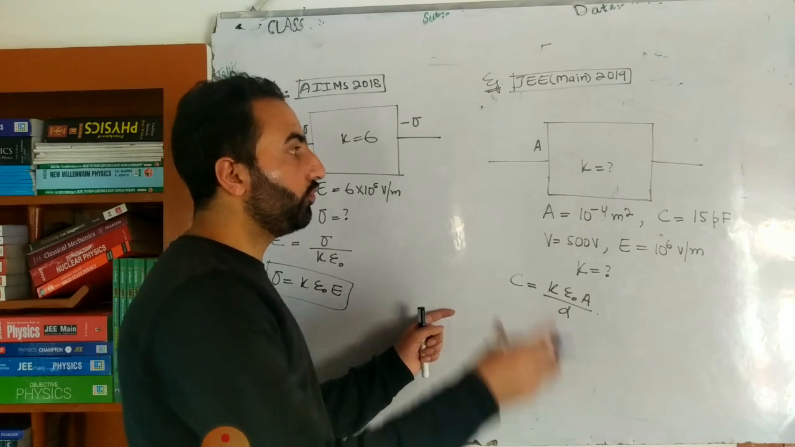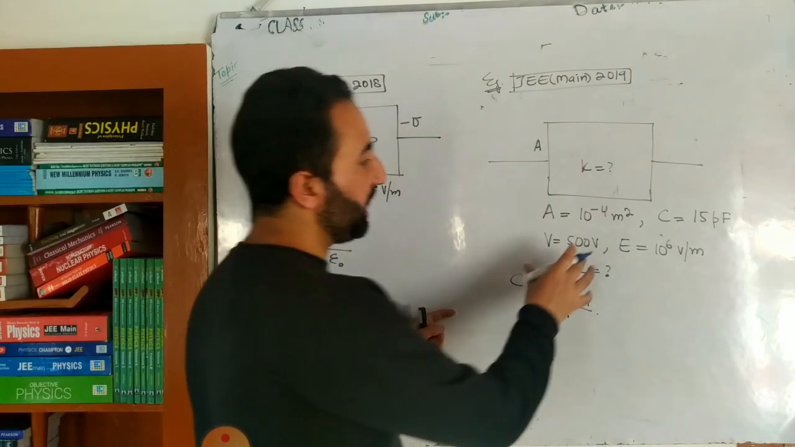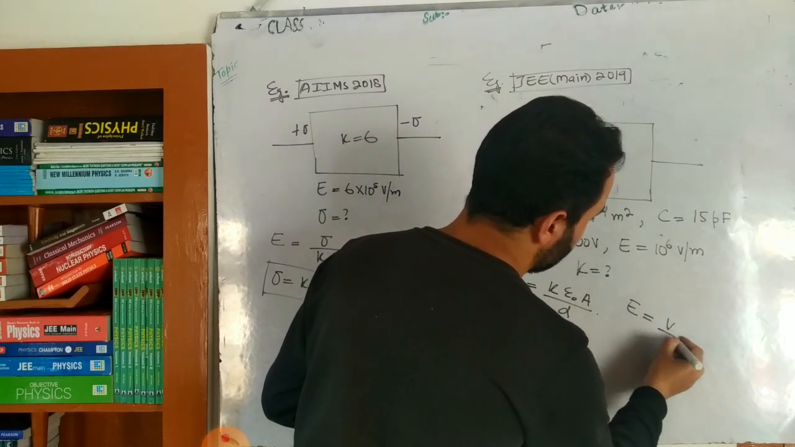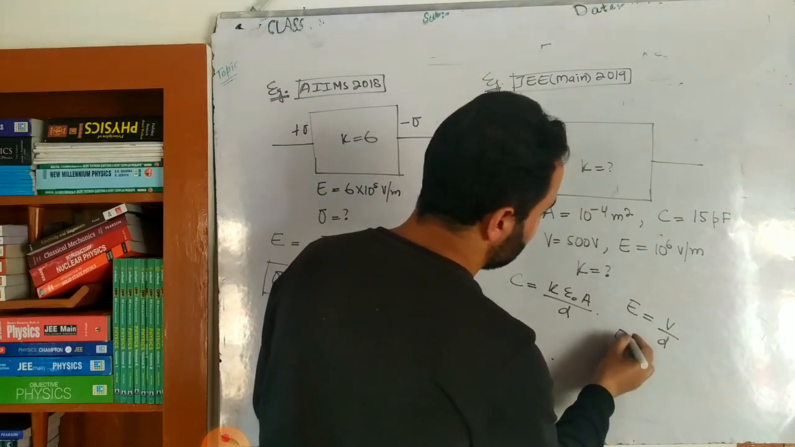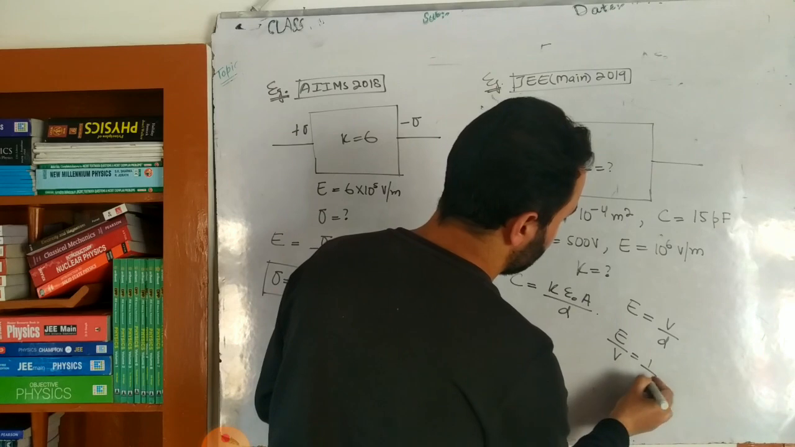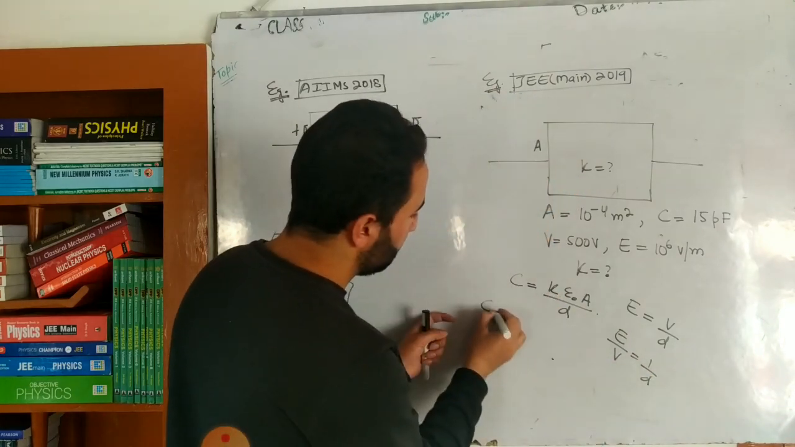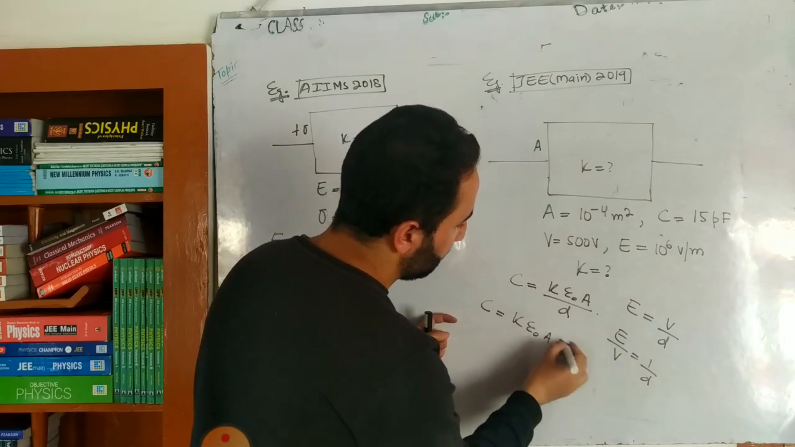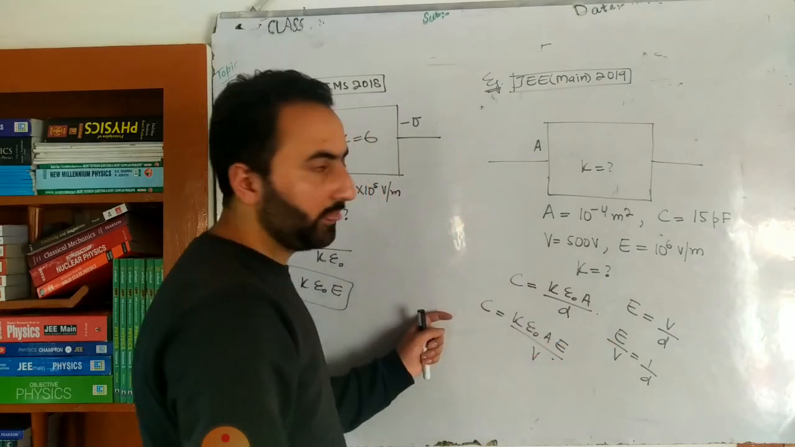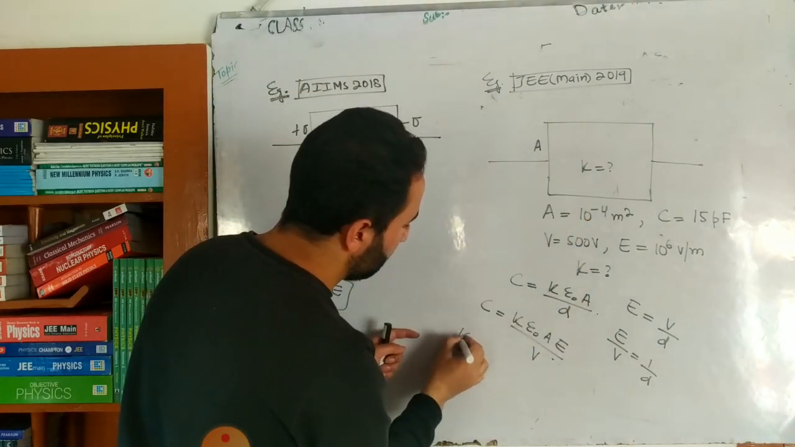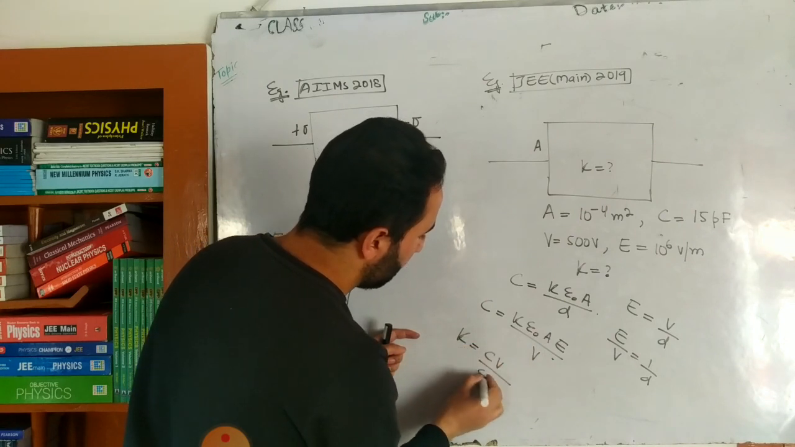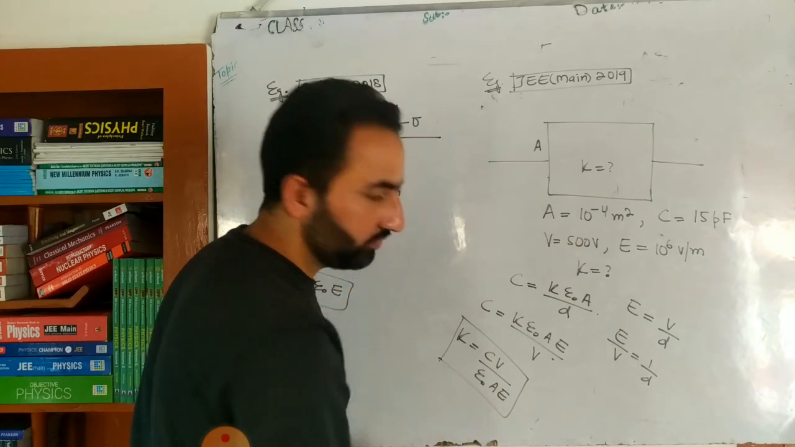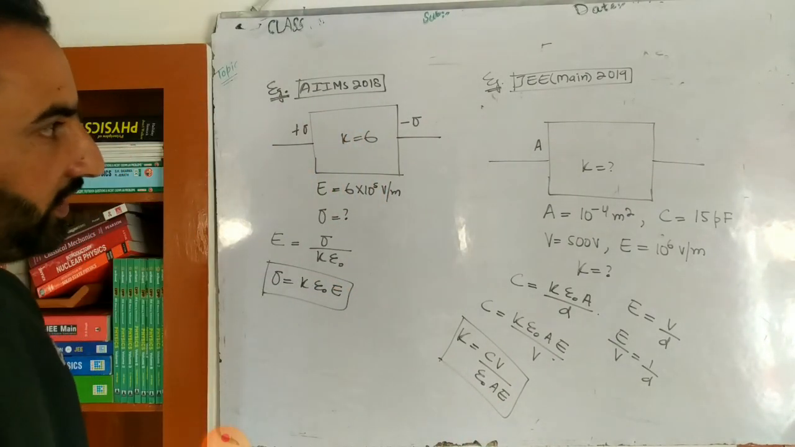Then we know the relation between E and V, because E and V are given to me. It is like this: E is equal to the gradient of potential, so V divided by D, which implies E divided by V is equal to 1 divided by D. Now substitute this here. C will be equal to K epsilon 0 A times E divided by V. So what I have to calculate is K. K will be equal to C V divided by epsilon 0 A multiplied by E. Everything is given. Do the substitution yourself.